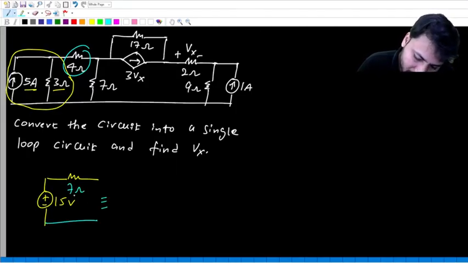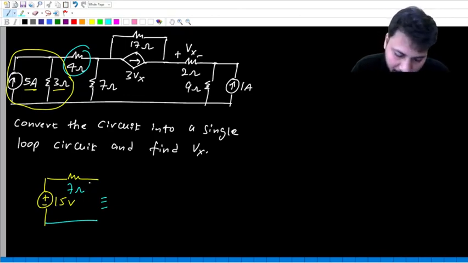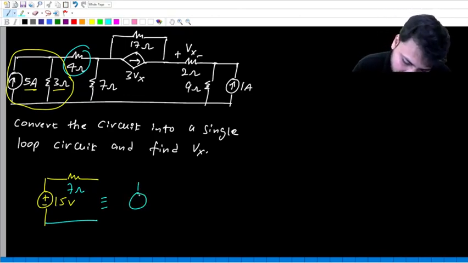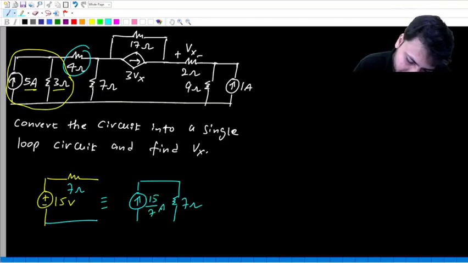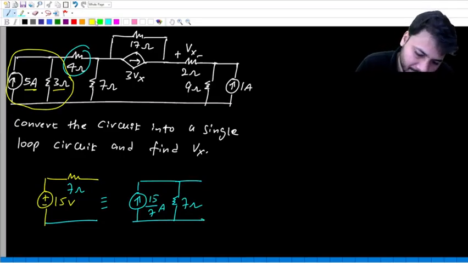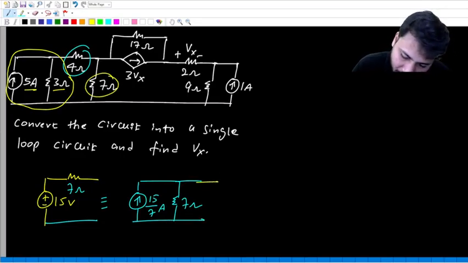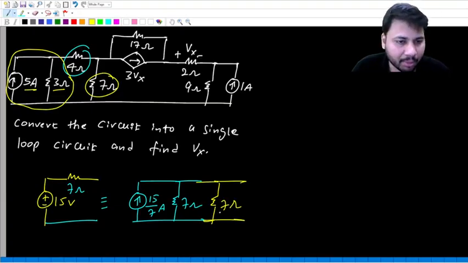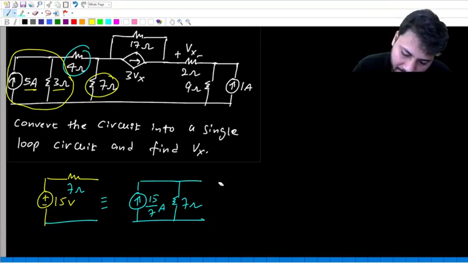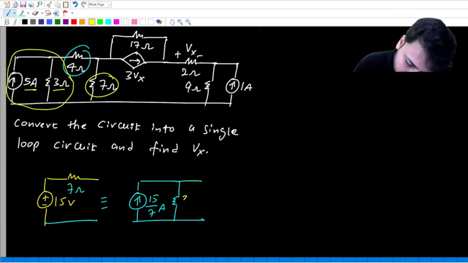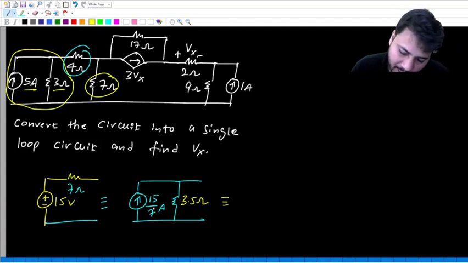Now this 15 volts in series with 7 ohm can again be transformed into a current source in parallel with the 7 ohm resistor. What is the value of the current source? It is 15 volts by 7, or 15 by 7 amps. And then you have this original 7 ohm resistor. So when you add that 7 ohm resistor, now 7 and 7 both are in parallel. 7 parallel 7 can be clubbed into a single 3.5 ohm resistor, which can again be transformed.